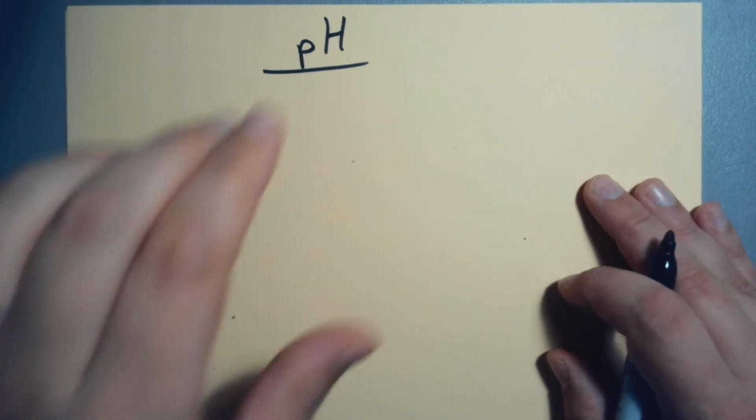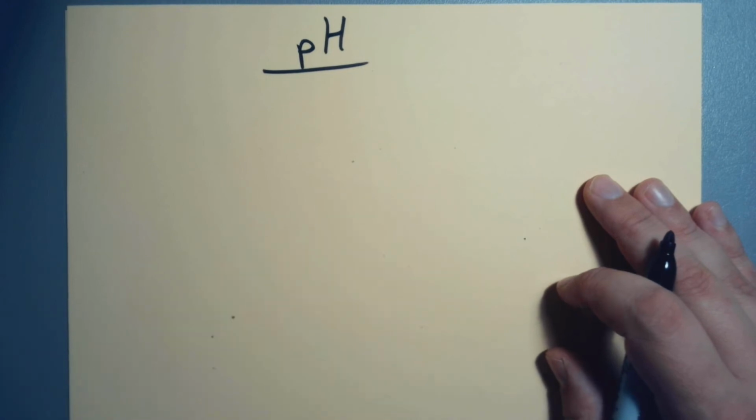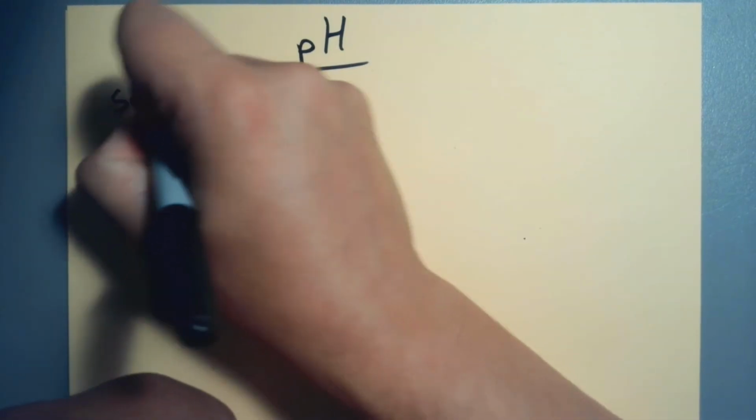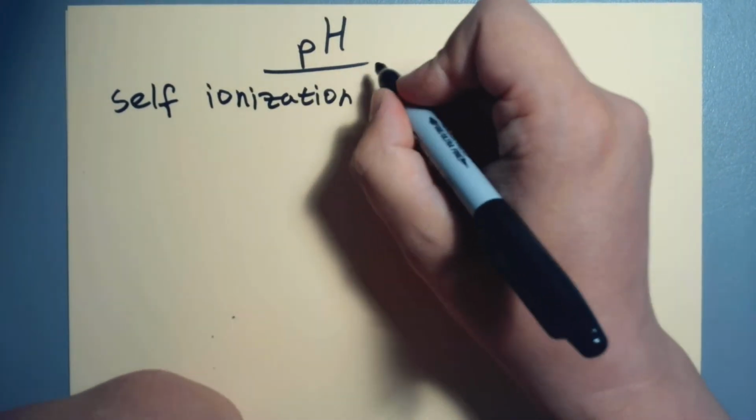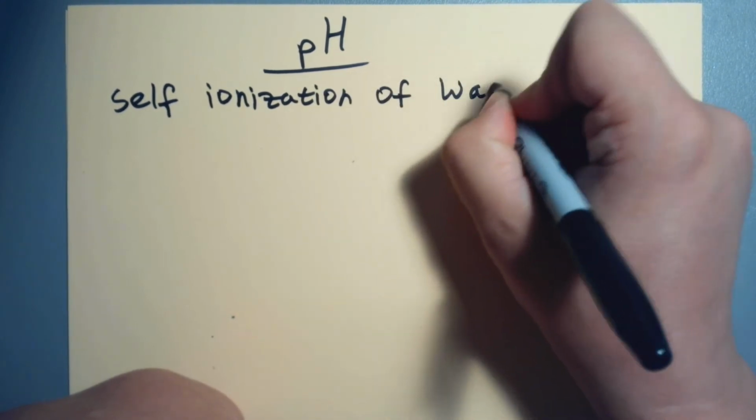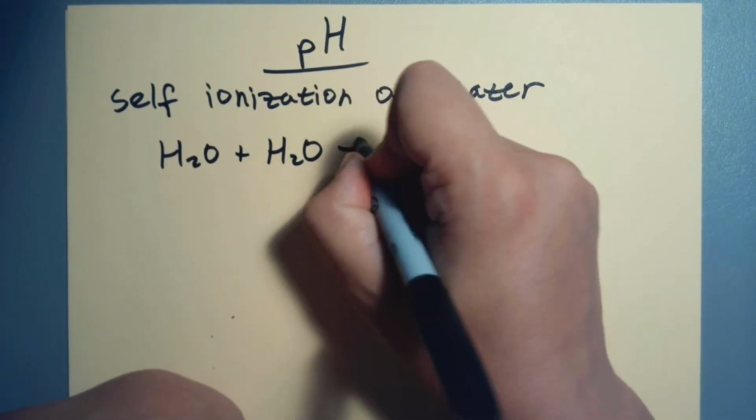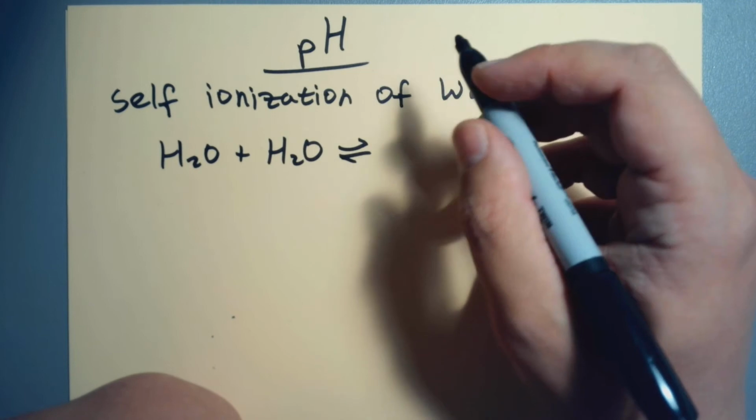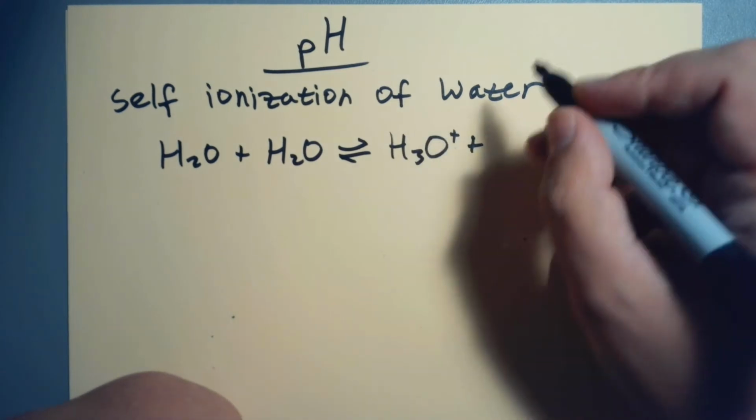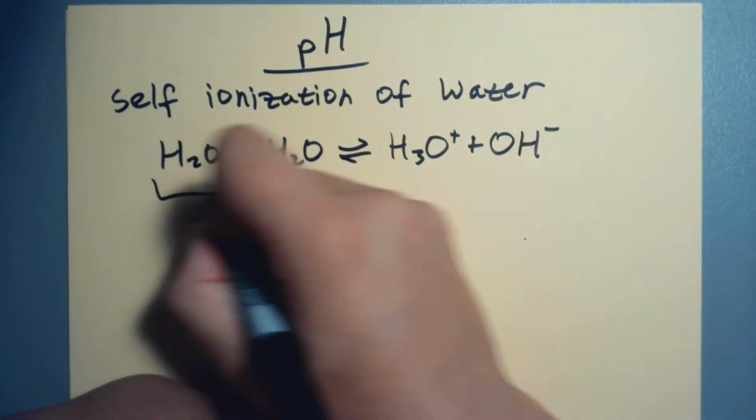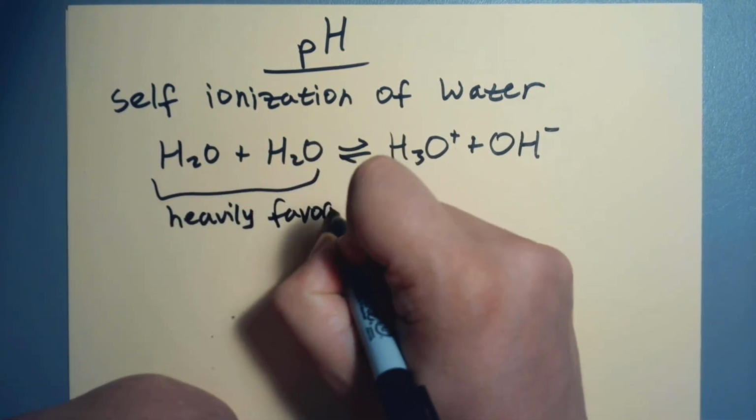So pH. Before we get into the math, let's do a little explanation of some stuff first. Water actually self-ionizes. So there's actually always some H3O plus in water. If I have two waters, which we tend to have way more than two, this will happen. But not with all of them, right? See how it's an equilibrium process? And this side is very heavily favored, so it doesn't happen very often.